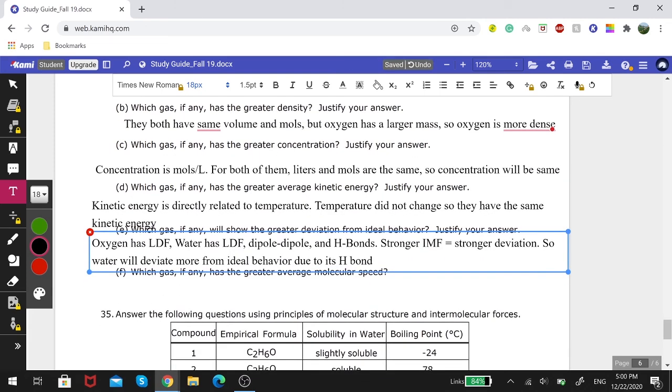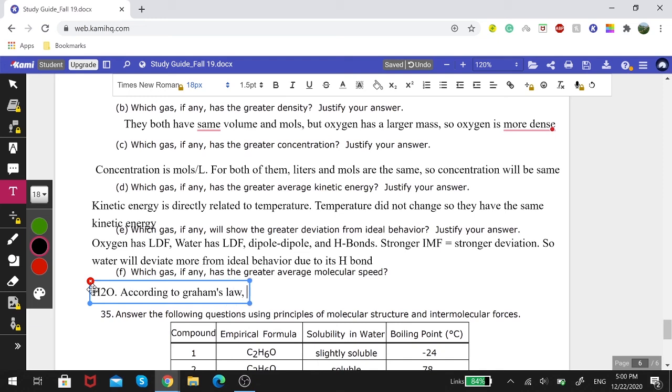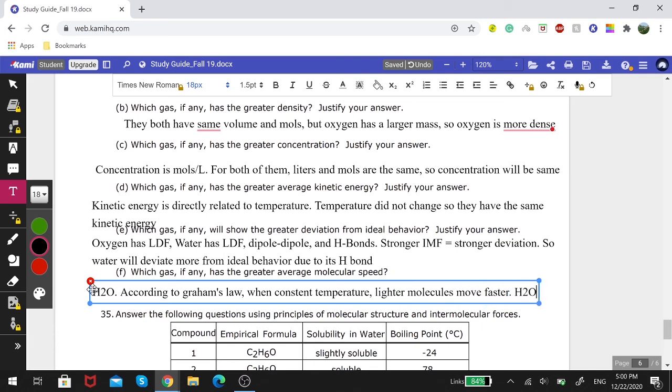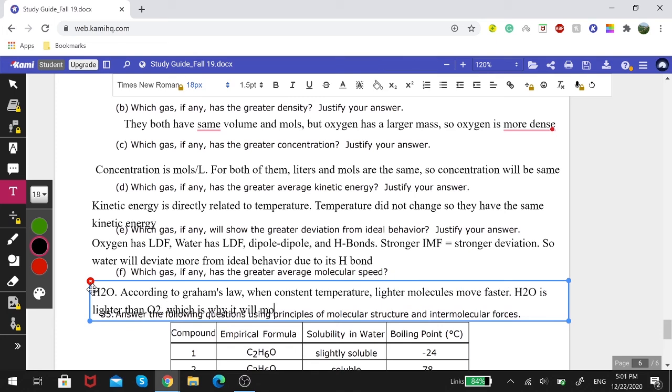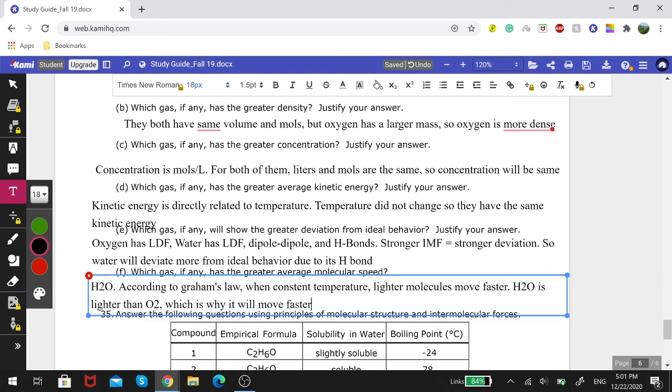Which gas, if any, has higher average molecular speed? And we learned that H2. Why? Because according to Graham's law, at constant temperature, lighter molecules move faster. H2 is lighter than O2, which is why it will move faster and have a greater average molecular speed.